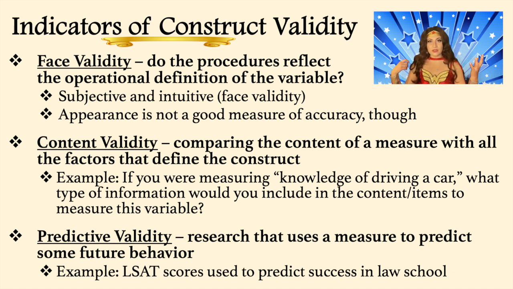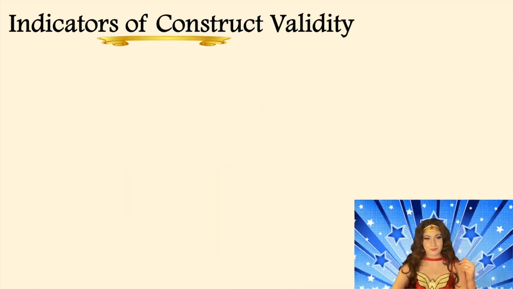If the students who score high actually are the ones who do well in law school, that would mean the predictive validity is good, it's strong. However, if you have students that do poorly on the LSAT but excel in grad school, then that would be the complete opposite, and that would suggest that the predictive validity is weak or low.